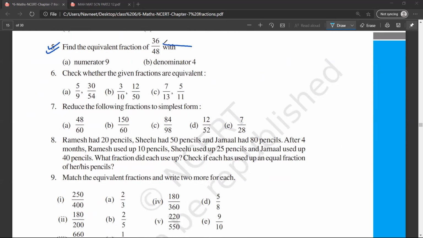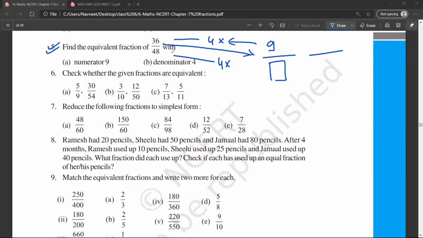So I can't find the question. Okay. It's okay. Write the equivalent fraction of 36 or 48 with numerator 9. So if this is 9, so 9 4s are 36. 9 into 4 is 36. So we need a number here which when multiplied by 4 will give us 48, and that number is 12, 12 4s are 48.